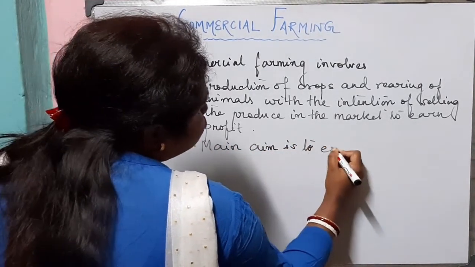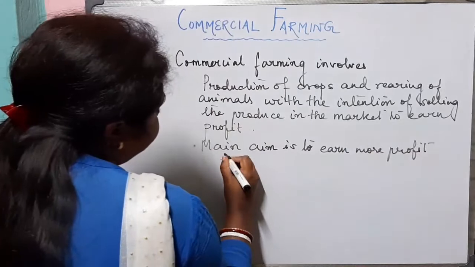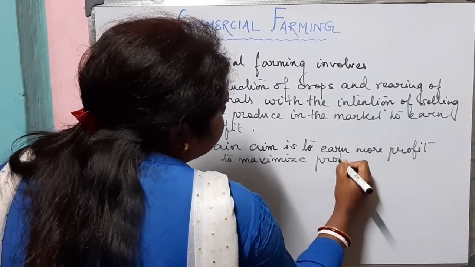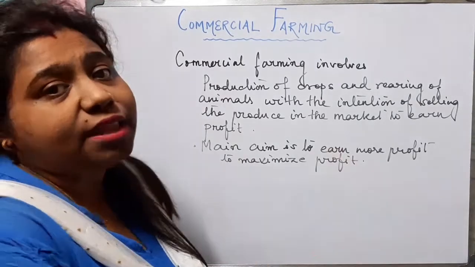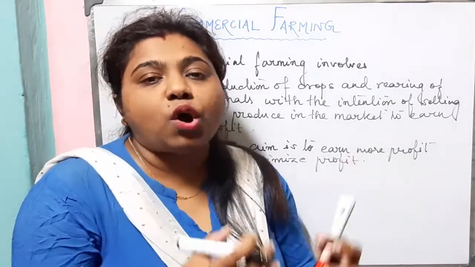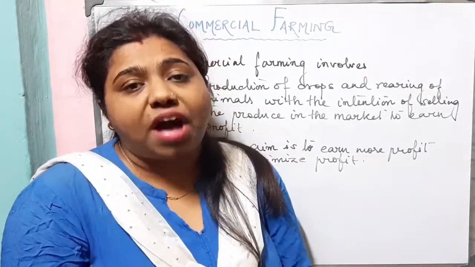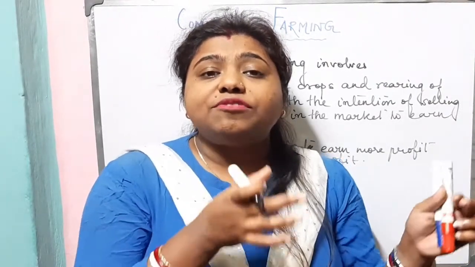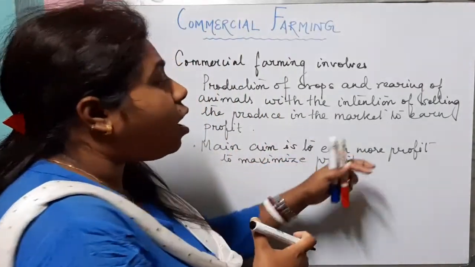So commercial farming is a type of farming whose main aim is to earn more profit, or we can say to maximize profit. That means more profit it can make by selling the product in the market. Unlike subsistence farming, where the main aim of the farmers was to cultivate so that they can meet the needs of their family, in commercial farming the aim is to earn more profit.